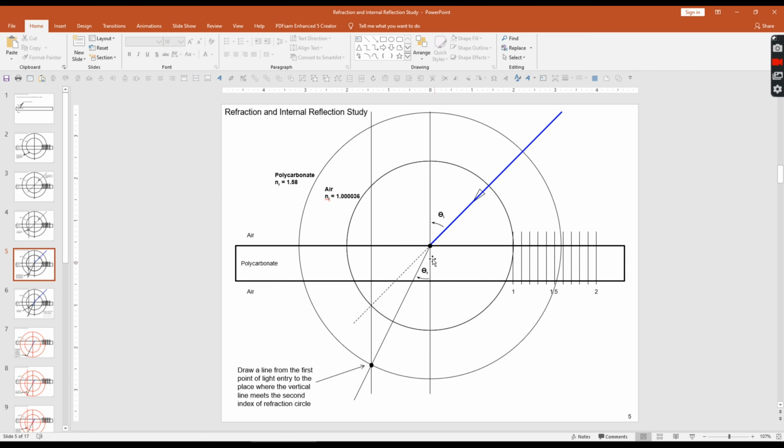Then, in this case, I just drew a darker blue line for reference. From that vertical line, you draw a dot on the polycarbonate index of refraction circle, and from there you connect that dot to the first dot where the light entered into the PC. Then the angle here, theta R, is the refraction angle that happens because of the different index of refractions.